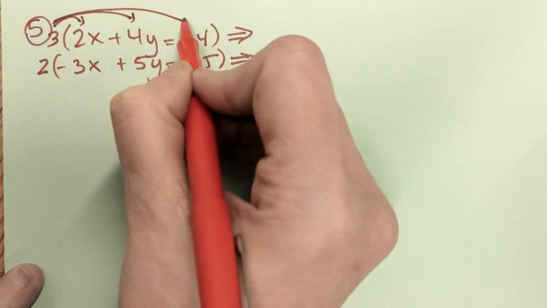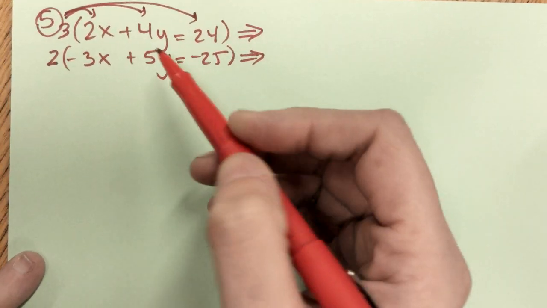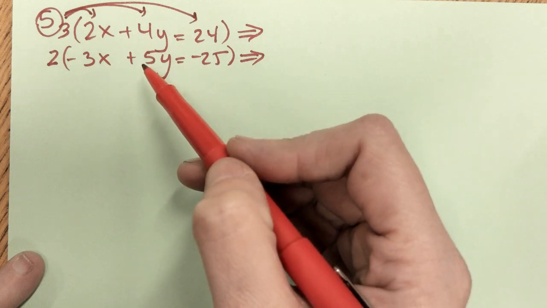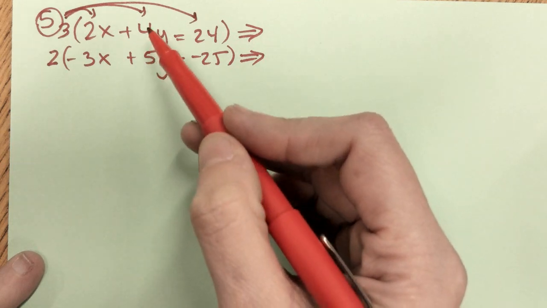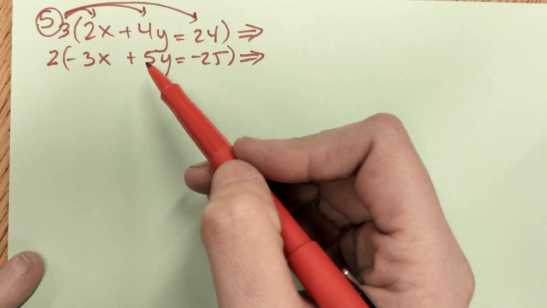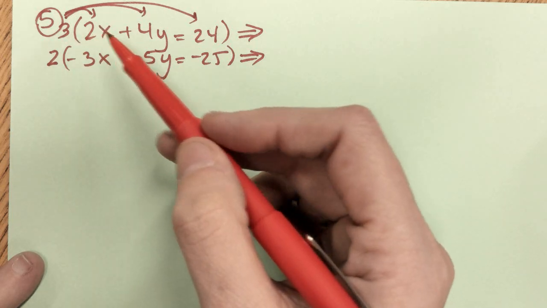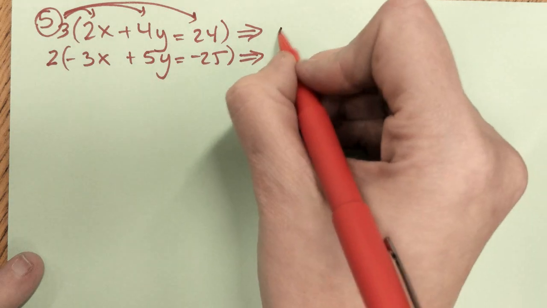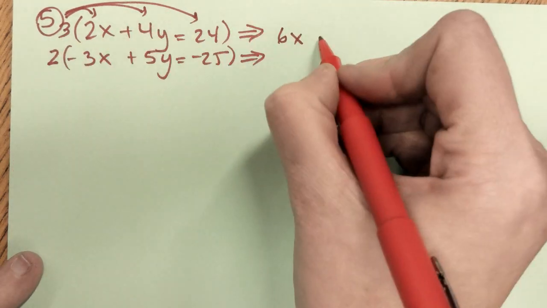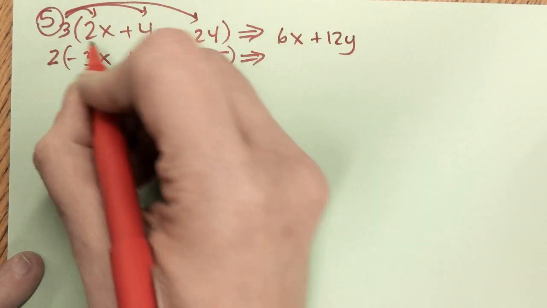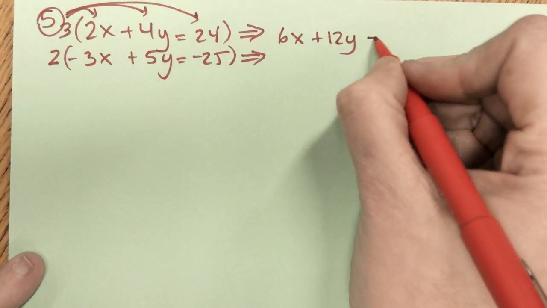Now, if you wanted to eliminate the y's, I can multiply the top by 5, the bottom by negative 4, top by 5, bottom by 4, and make one of them negative. But I chose to go with this. When in doubt, I always start with the x's. Okay? So 3 times 2 is 6x. 3 times 4 is positive 12y. 3 times 24 is 72.